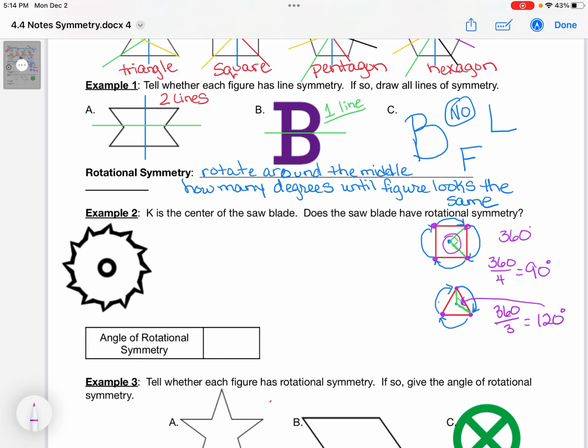I'm always going to use 360 to divide by, because I'm always talking about going all the way around until I get back where I started, which is 360.